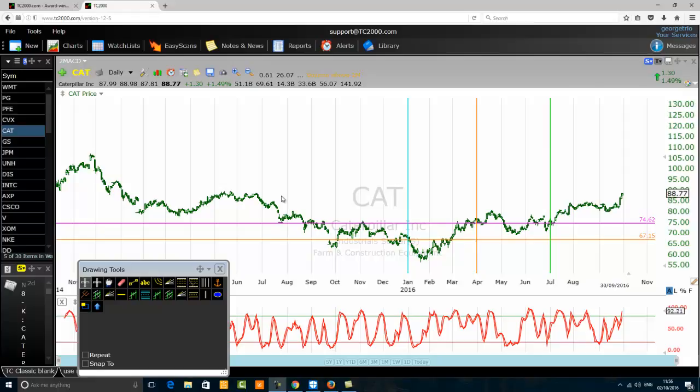In order to achieve consistent winning trades, or to be a successful, profitable stock swing trader, one must have a viable trading strategy. Very important. And at the end of the tutorial, you also will have a viable stock swing trading strategy. Now we are on a daily chart of Caterpillar stock.